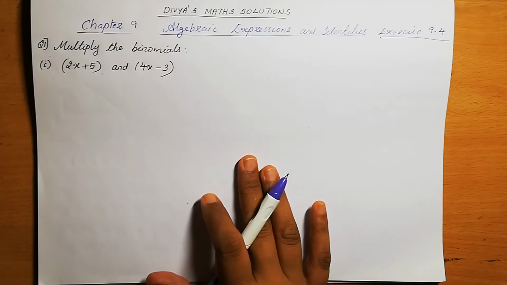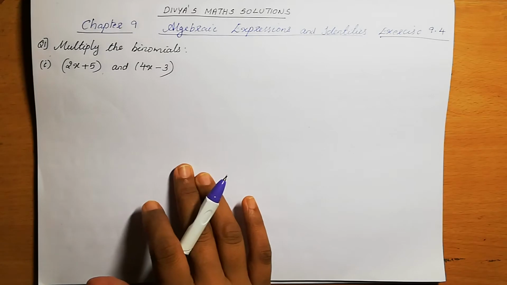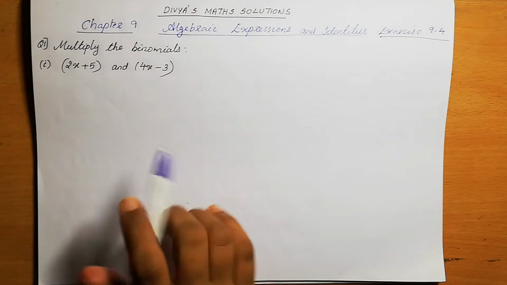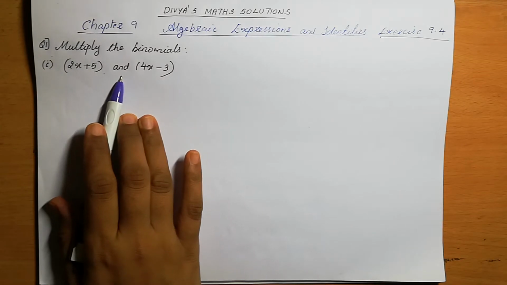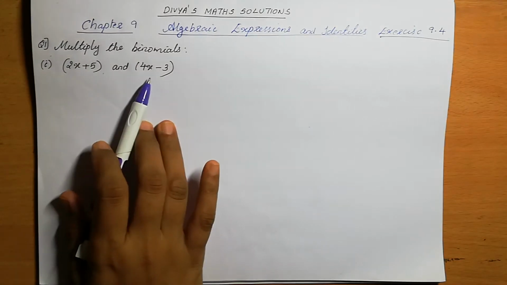Today we are going to discuss Chapter 9 Algebraic Expressions, Exercise 9.4. Question number 1. Multiply the binomials. 2x plus 5 and 4x minus 3. Multiplication means we need to multiply each term. We need to open the bracket and multiply each term.